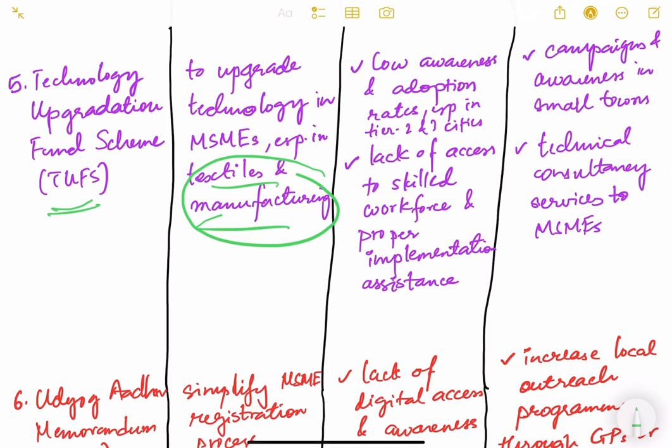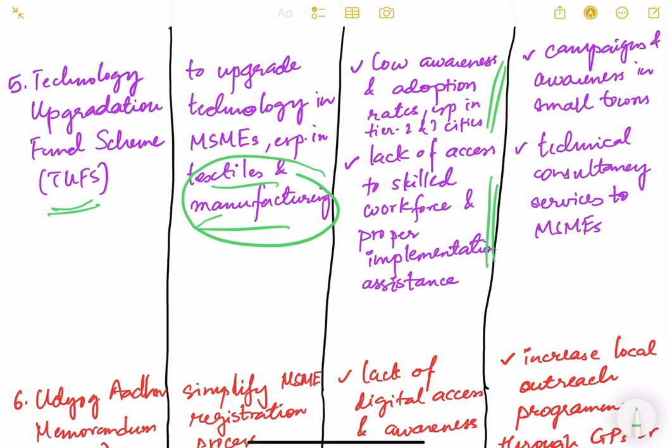But what are the shortcomings? The shortcoming is that there is very low awareness and adoption among MSMEs, especially in tier 2 and tier 3 cities. So again, an awareness problem, as I have told you. Then there is a lack of access to skilled workers and proper implementation assistance. Again, skilled workers are very, very important if you want to technologically upgrade.